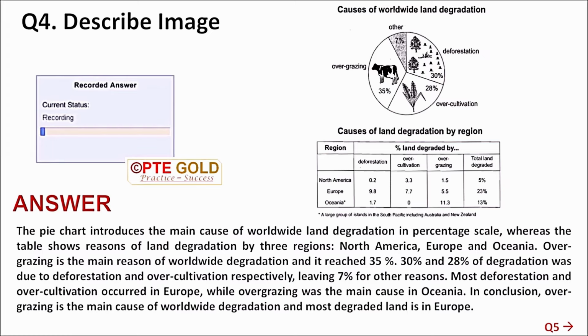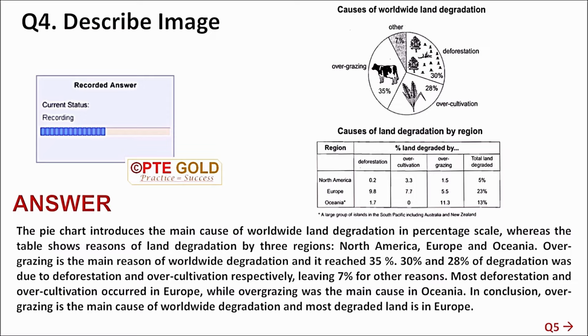The pie chart introduces the main cause of worldwide land degradation on a percentage scale, whereas the table shows reasons of land degradation in three regions: North America, Europe and Oceania. Overgrazing is the main reason for worldwide degradation, and it reached 35%.